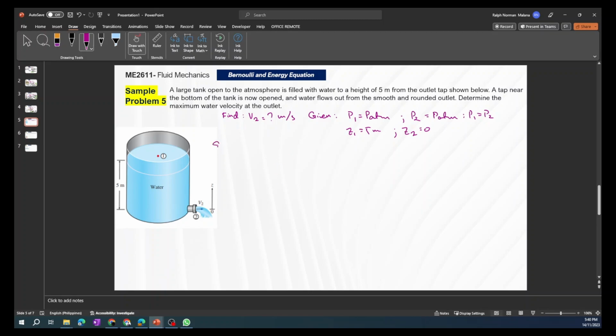So let's write now our Bernoulli equation. Several assumptions from here, no? The flow is incompressible. Okay, that's good. And irrotational, except very close to the walls. The water drains slowly enough that the flow can be approximated as steady.